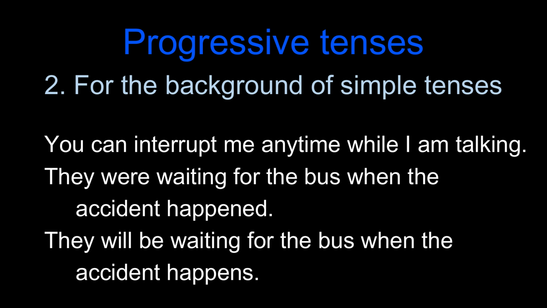They were waiting for the bus when the accident happened. Past simple event within past progressive context. They will be waiting for the bus when the accident happens. Future simple event within future progressive context.